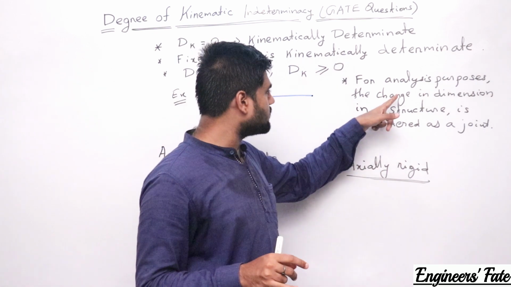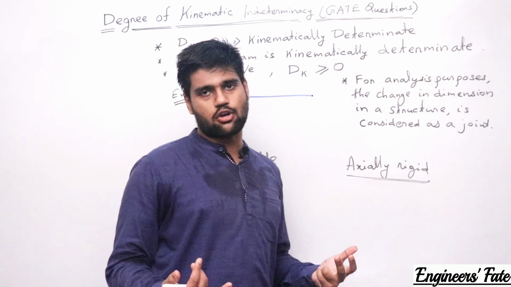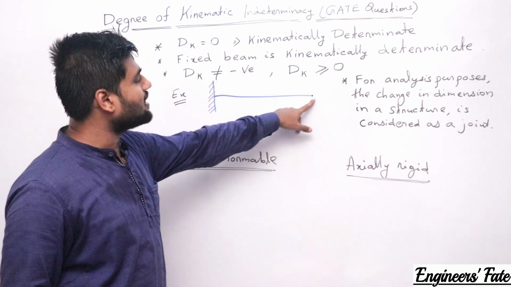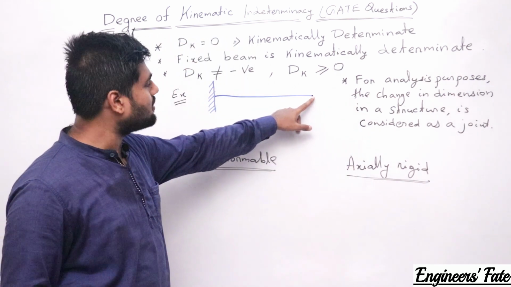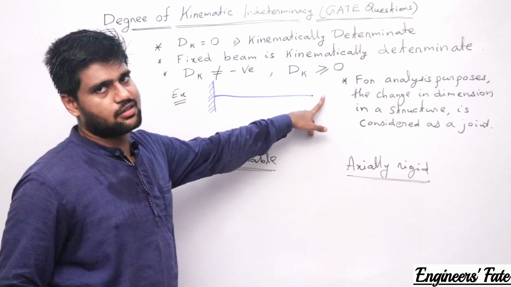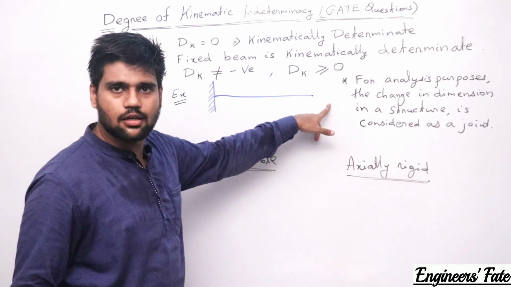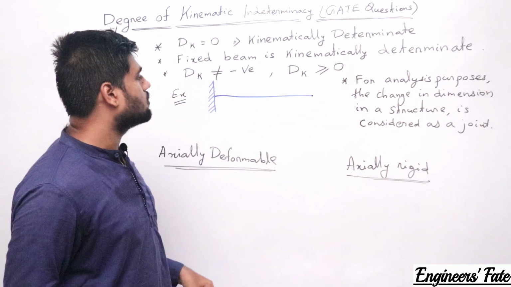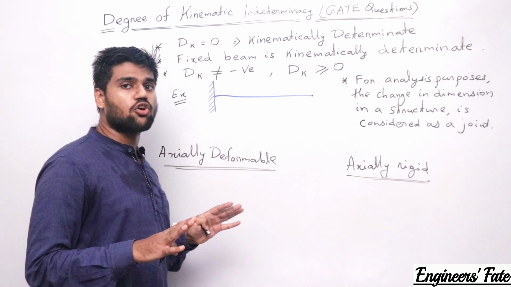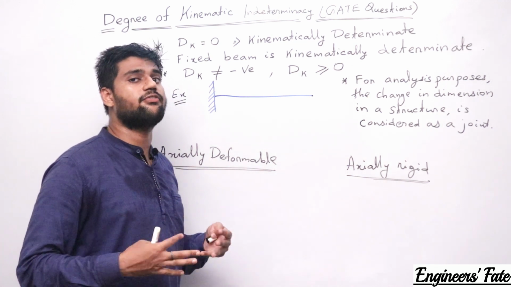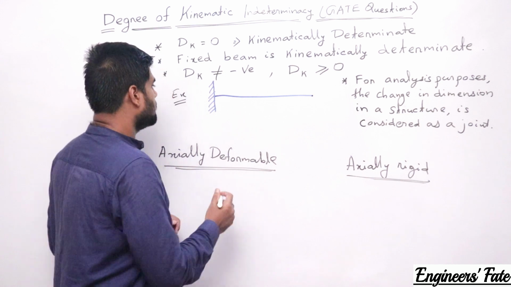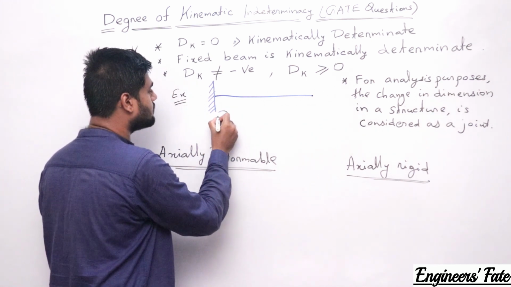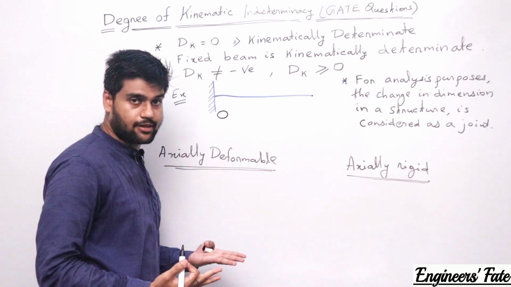For analysis purposes, a change in dimension in a structure is also considered a joint. So here a change in area has occurred, meaning after this there is nothing, so I can consider this also as a joint. Now I'll find the joint displacements, that is, I'll be finding the dk. Here at the fixed end, the number of possible joint displacements is 0, as I discussed previously.